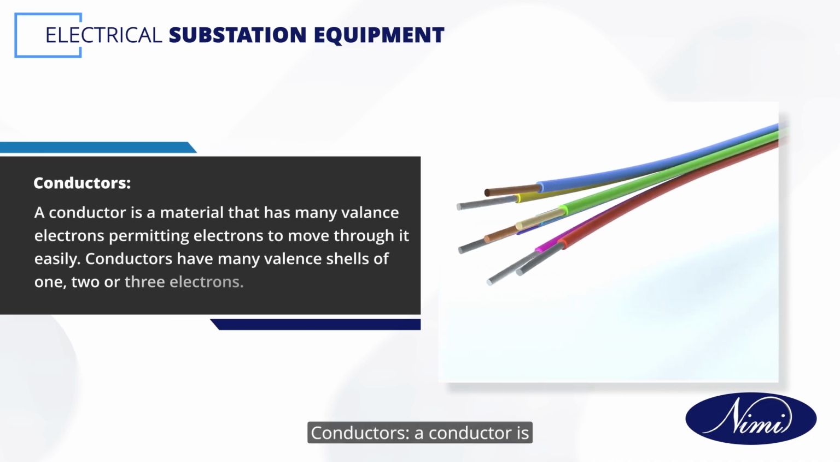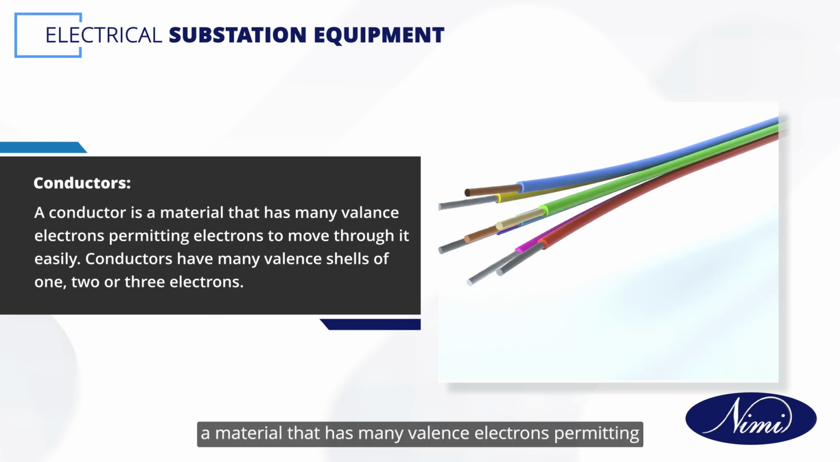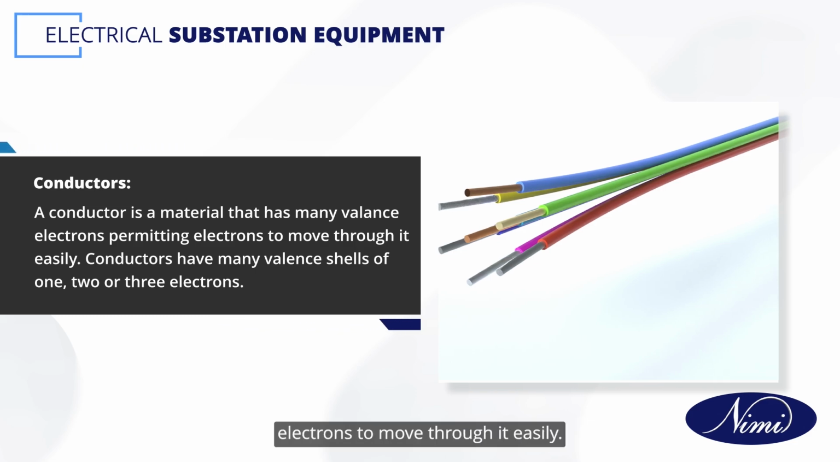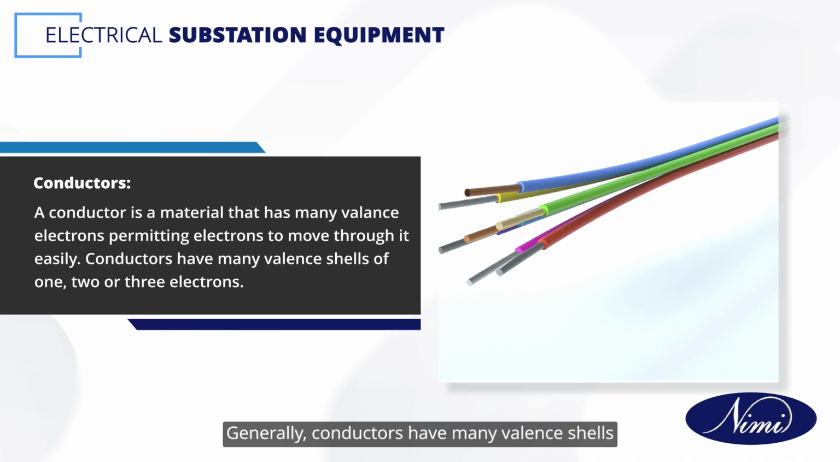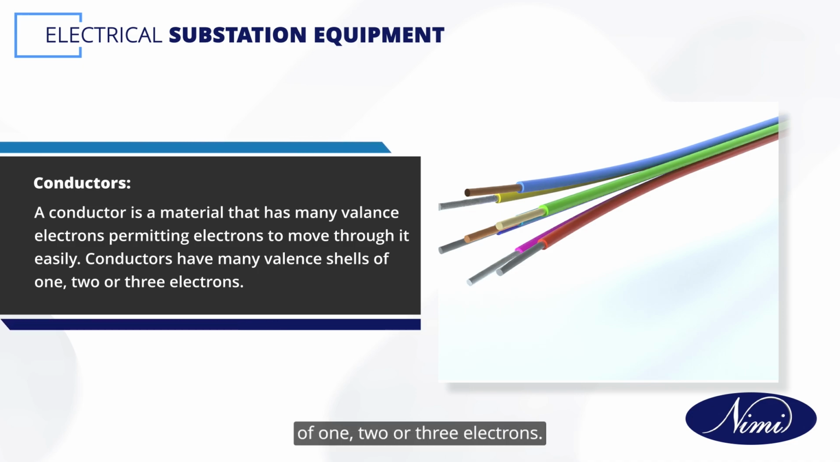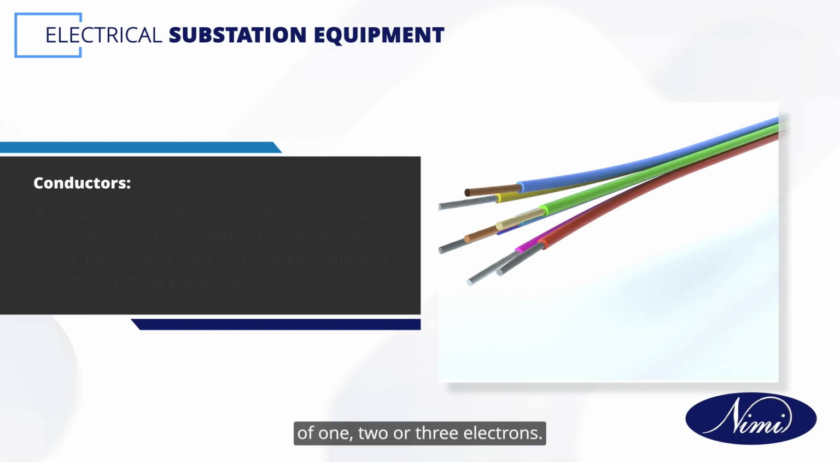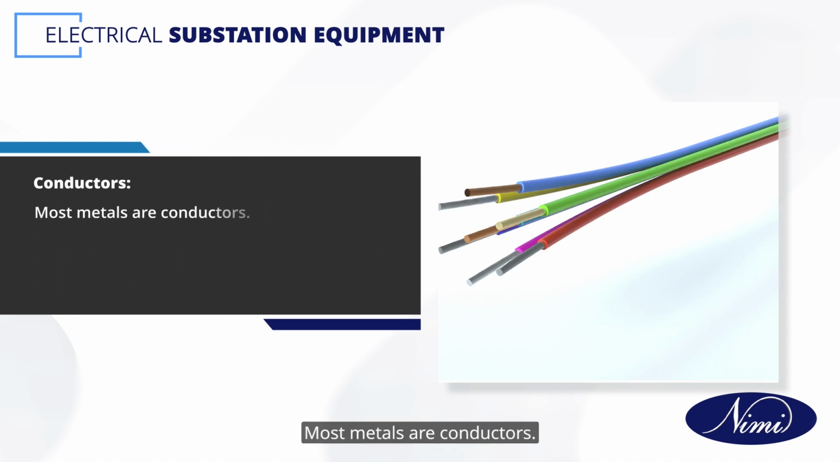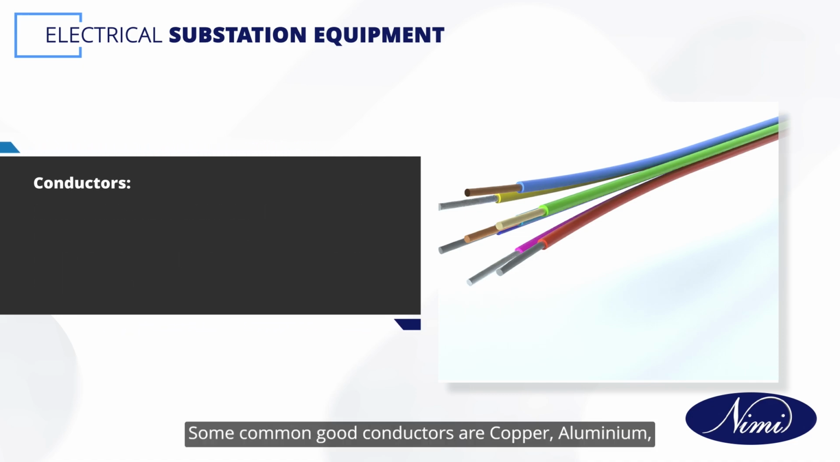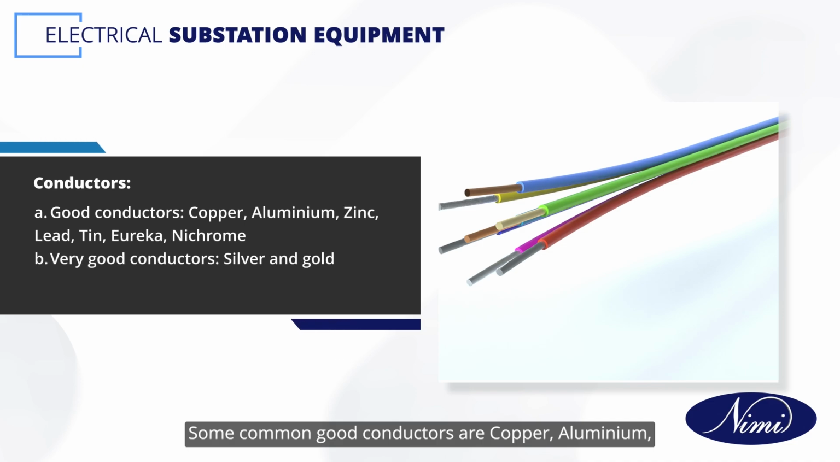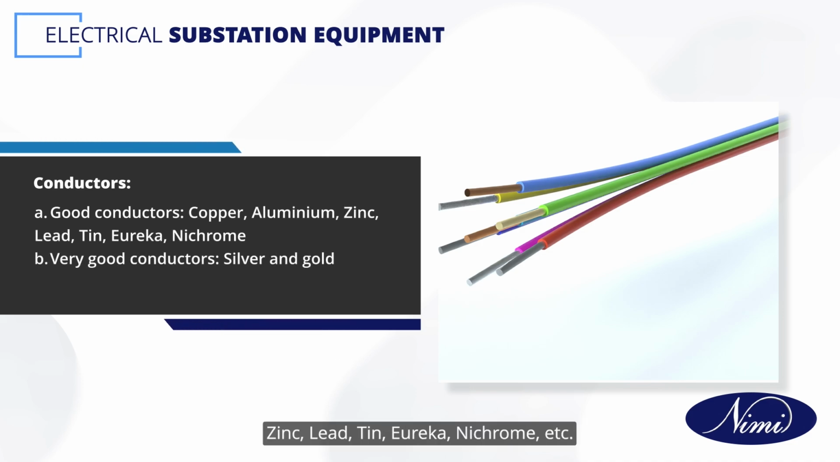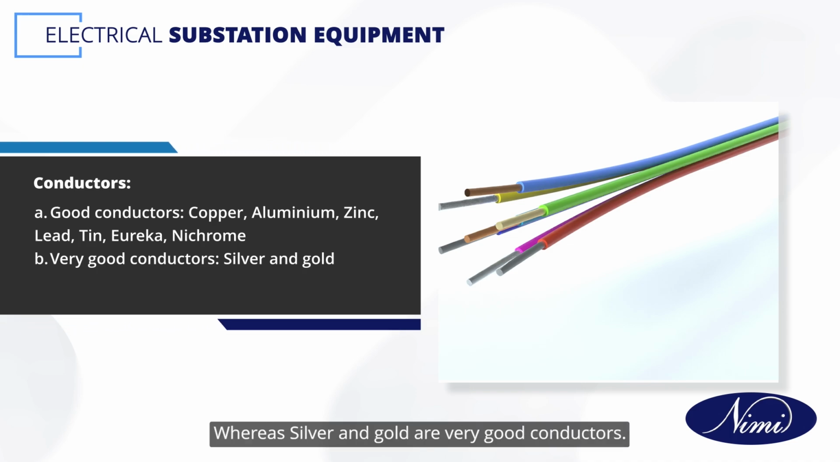Conductors. A conductor is a material that has many valence electrons, permitting electrons to move through it easily. Generally, conductors have valence shells of 1, 2, or 3 electrons. Most metals are conductors. Some common good conductors are copper, aluminium, zinc, lead, tin, eureka, nichrome, etc. Whereas silver and gold are very good conductors.